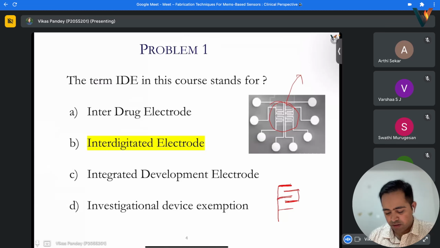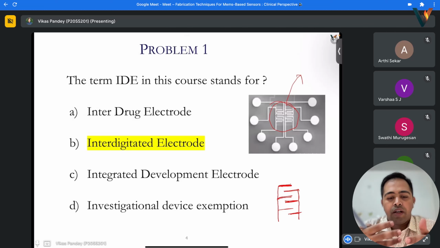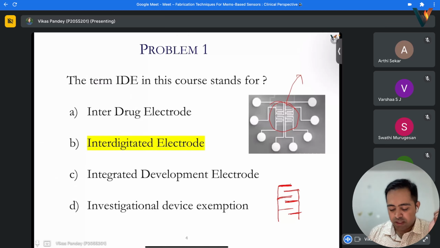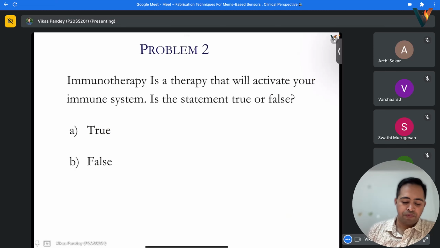They will be connected like this. And since they look like digits and they alternate, that is why they are known as interdigitated electrodes, and they are very commonly used in making sensors. Any doubt regarding this? Let's move forward.